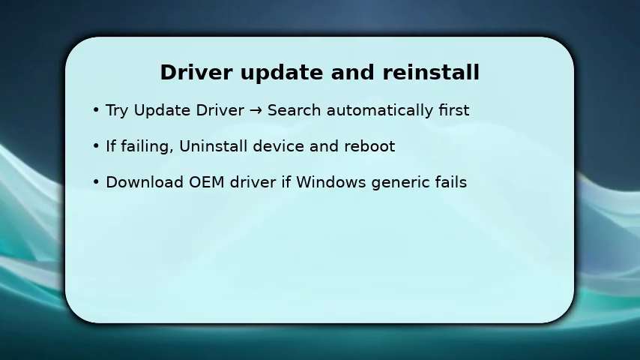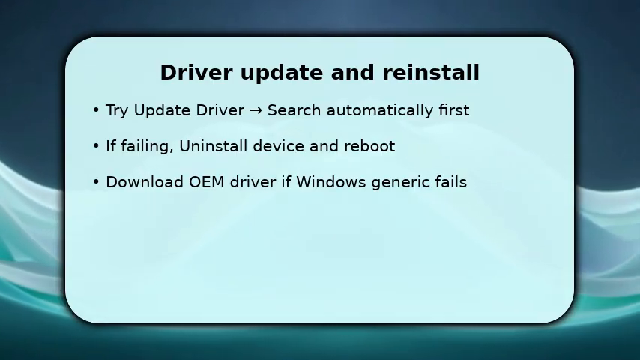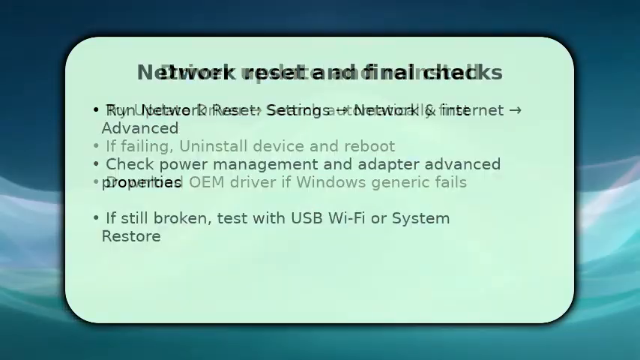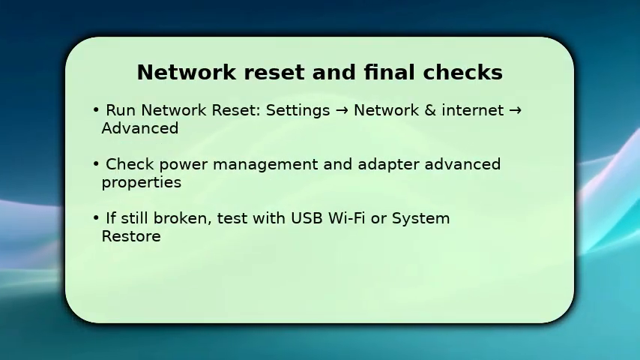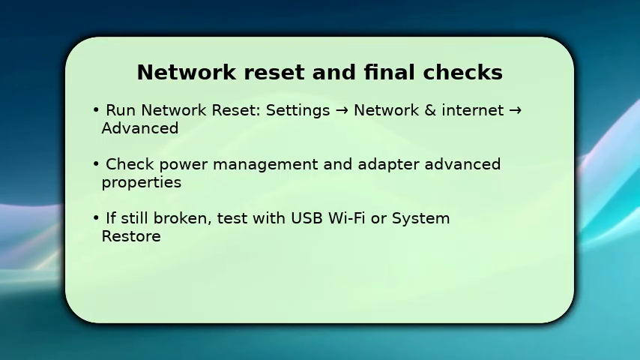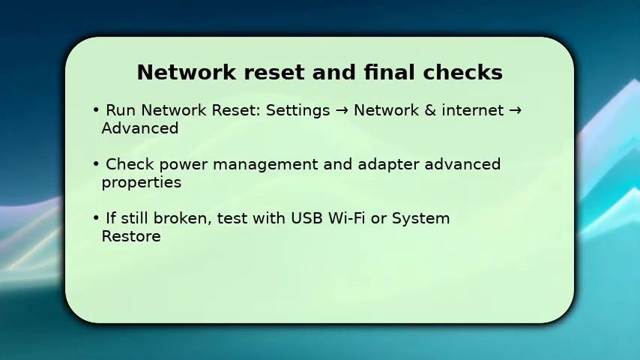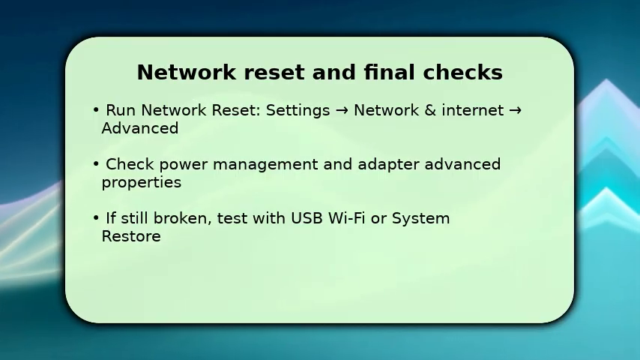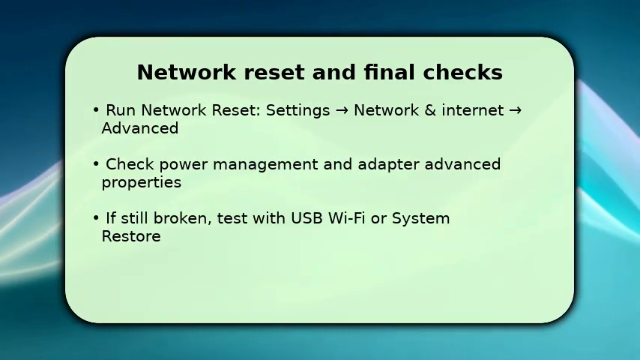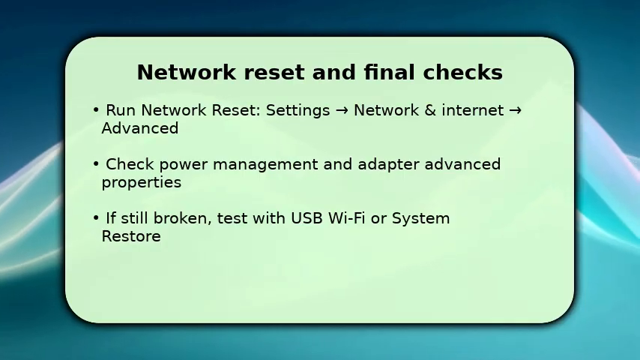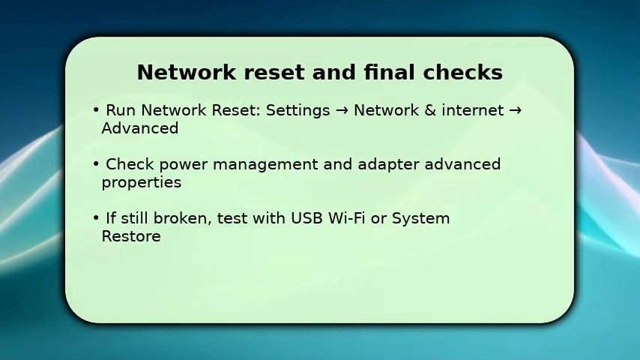Use Settings > Network and Internet > Advanced network settings > Network reset to clear corrupted profiles. This removes adapters and reinstalls them. Make sure power management isn't turning the adapter off and verify advanced adapter settings like 802.11 mode match your router. Once done, reconnect and test speed.